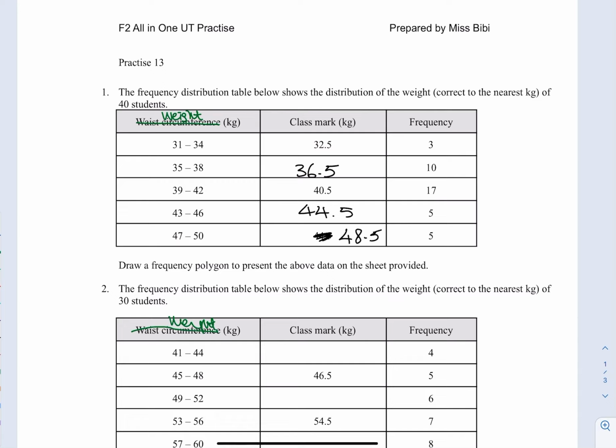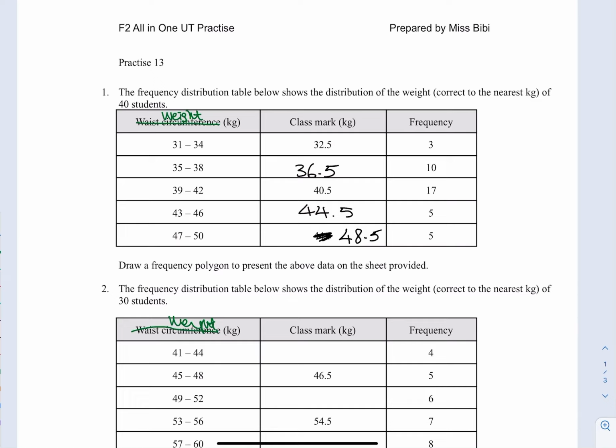Do you see anything special between these data? Each of them is adding 4. From 32.5 to 36.5, it's 4. From 36.5 to 40.5, it's again 4, and again 4, and again 4 here. So each data has a difference of 4.